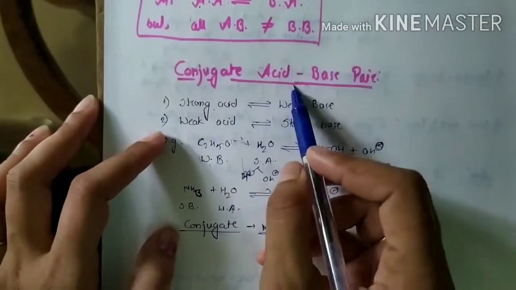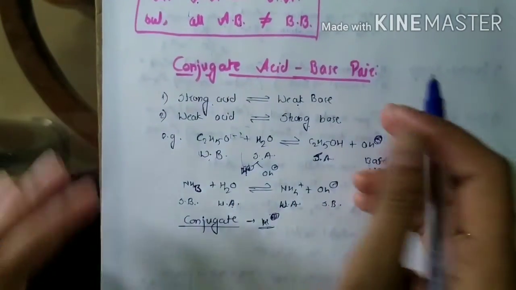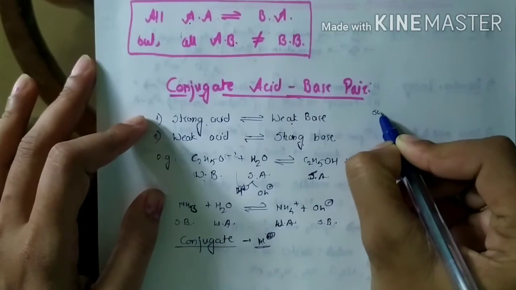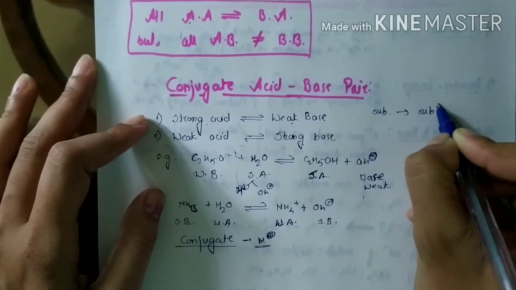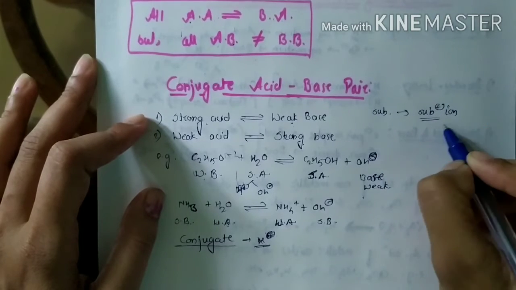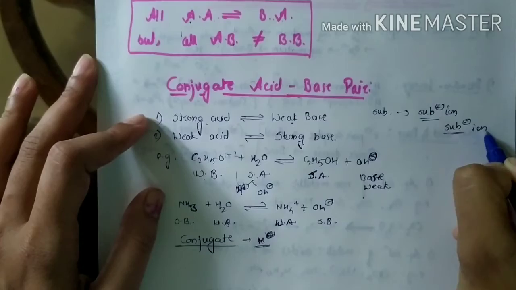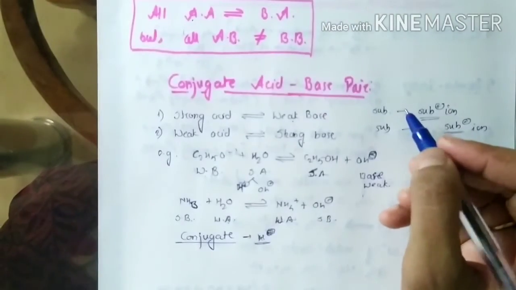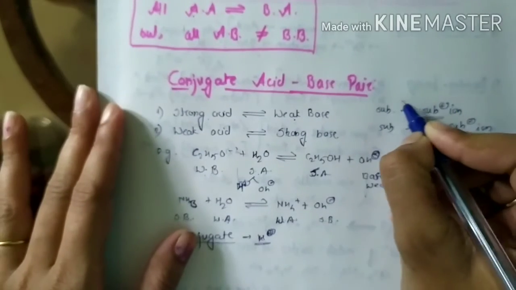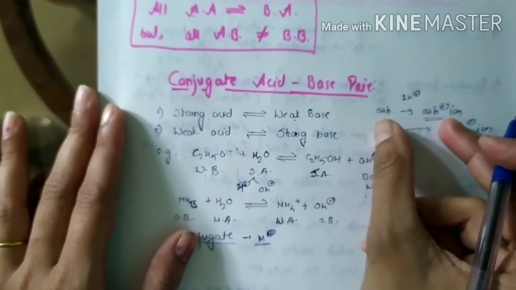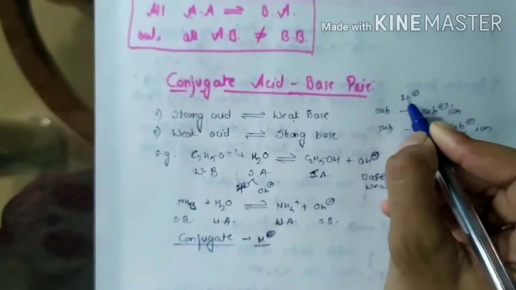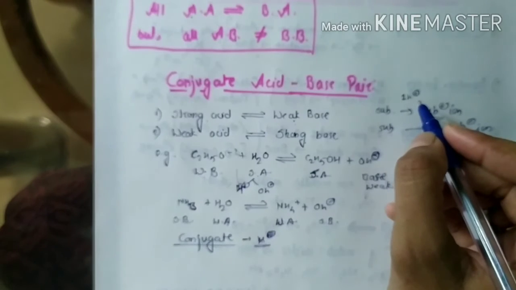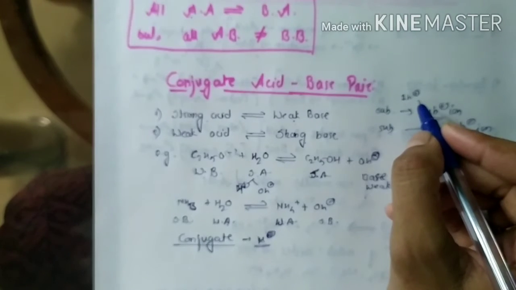Now next one, conjugate acid-base pair. Conjugate means an acid and base pair can be formed between a substance and its anion or cation. That means ion, substance, ion; it may be a cation or anion. These two differ by only one proton, and that's why we call them conjugates of each other.